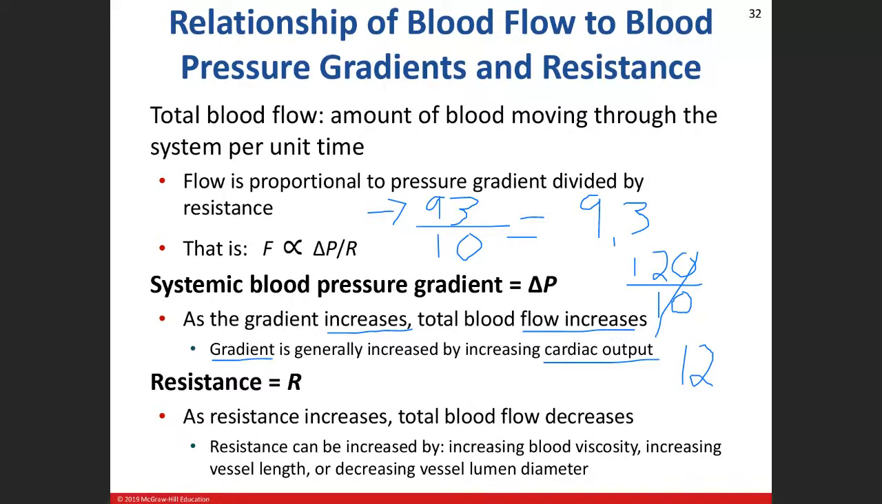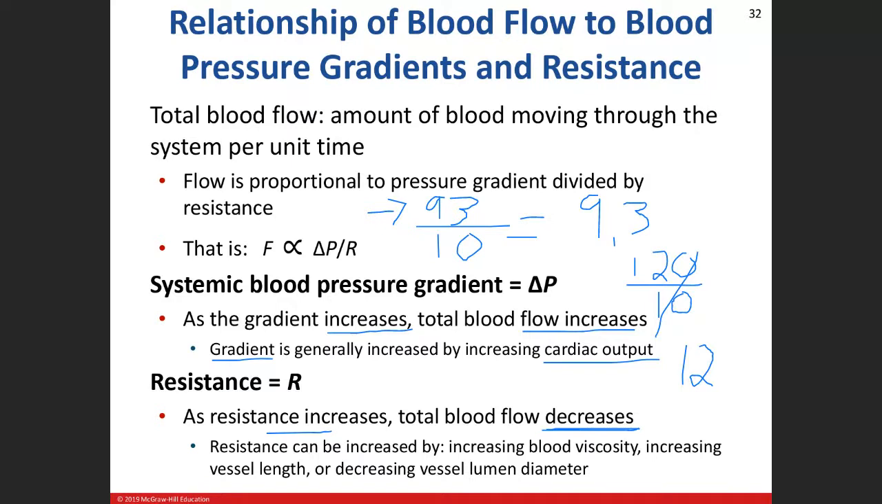Now going to resistance here, if we increase resistance, we're going to decrease flow. So there's an inverse relationship. You all remember that, right? What inverse means? If one comes up, the other has to come down. So if we increase the resistance, we're going to decrease flow. Perfect example: let's make the lumen smaller. That's going to increase the resistance. It's going to slow blood down. It's going to encounter more resistance there.